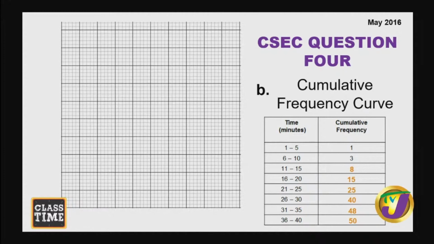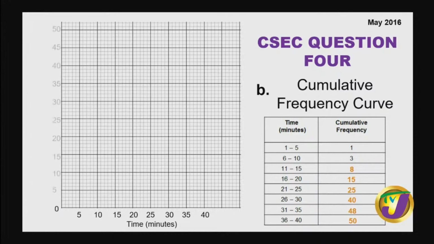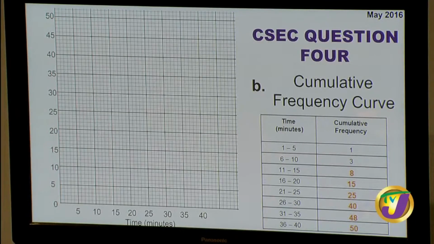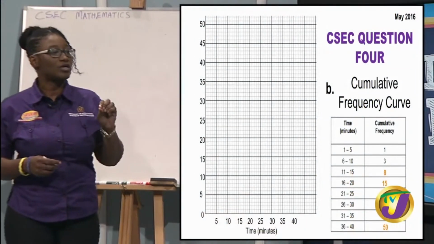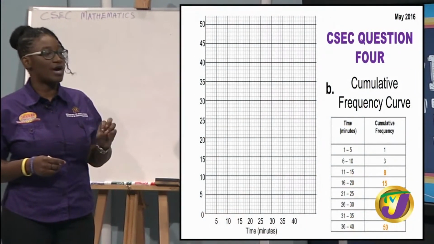It then said that you should use 1 centimeter on your x-axis to represent time, so 5 minutes, and then 1 centimeter representing 5 students on the y-axis. So when we talk about the cumulative frequency curve, we're actually using our upper limits and our cumulative frequency to plot the points on our Cartesian plane.